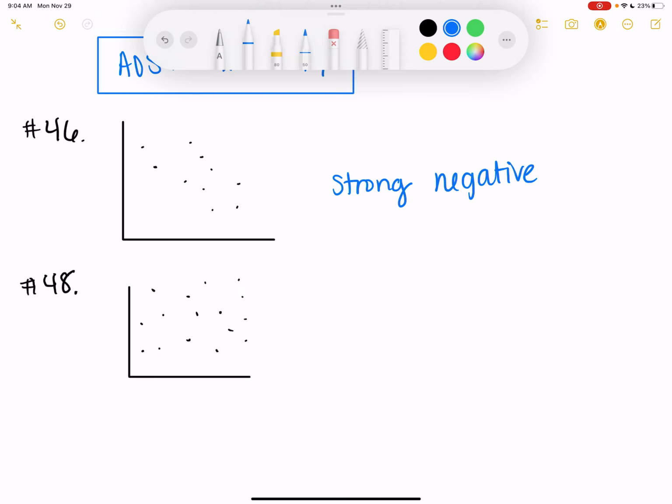All right, so then for 48, what would this one be? No correlation. There's no good way to lay my pencil down and figure out a line. So there's no correlation there.